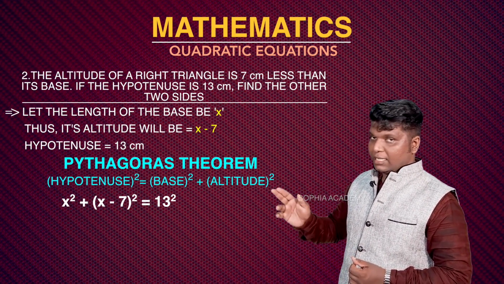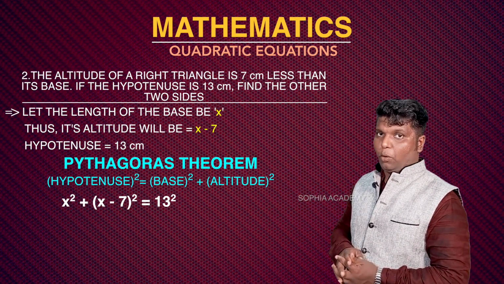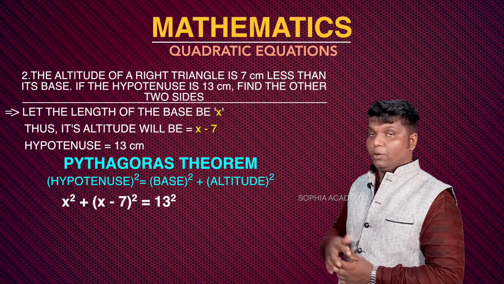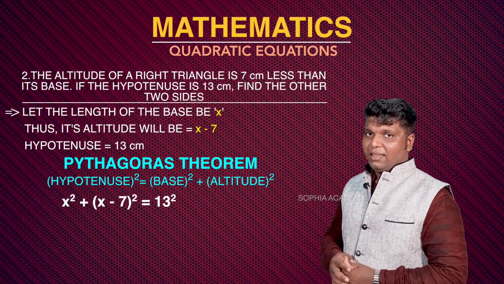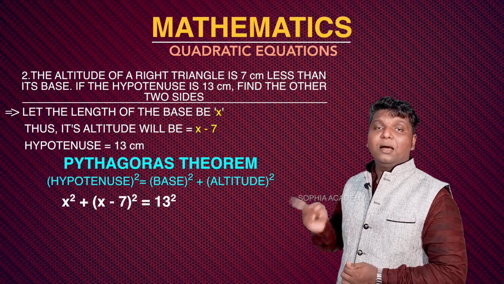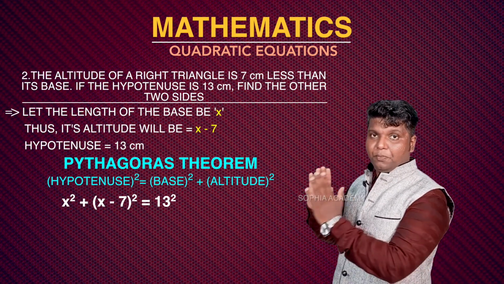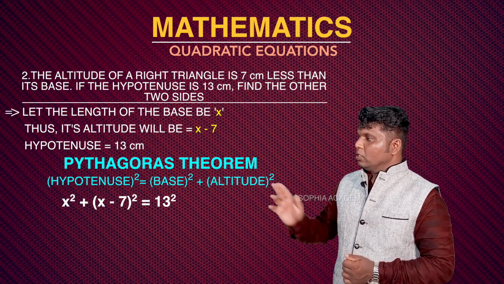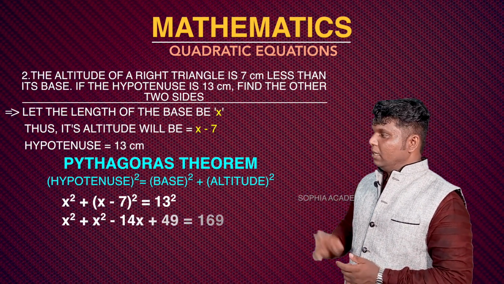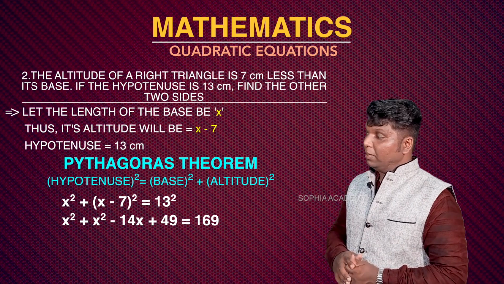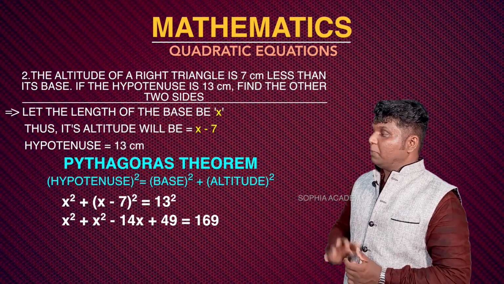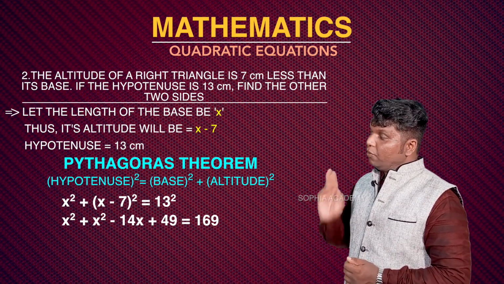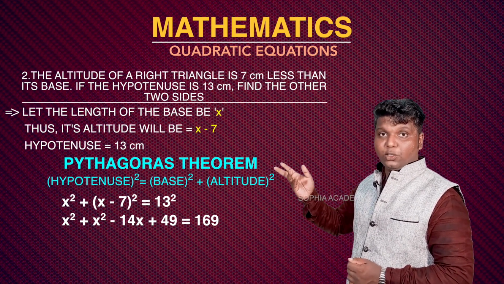Next step, again let us use the identity (a minus b) the whole square, because it is x minus 7. What is (a minus b) the whole square? It is a square minus twice ab plus b square. We are going to apply that in the expansion of (x minus 7) the whole square. So the first term is x square plus, and expanding (x minus 7) the whole square using the identity, what you will get is x square minus 14x plus 49, is equal to 13 square. What is the square of 13?